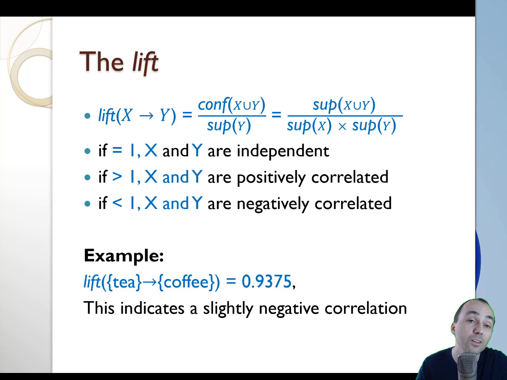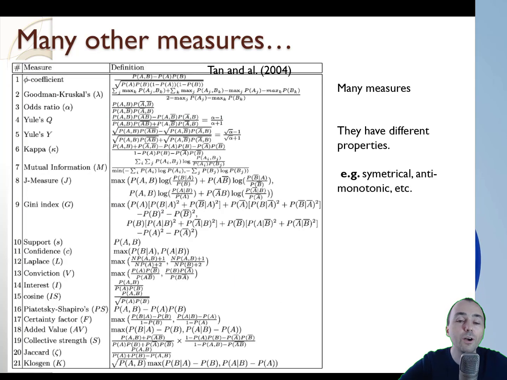I will not explain all of them today, okay? So, for example, here I show you some other measures. There are more than 20 measures. I found this in a paper about association rule mining. But the most important measures are maybe the support, the confidence, and the lift. We also call the lift the interest. So those are some of the most popular, but there are others.